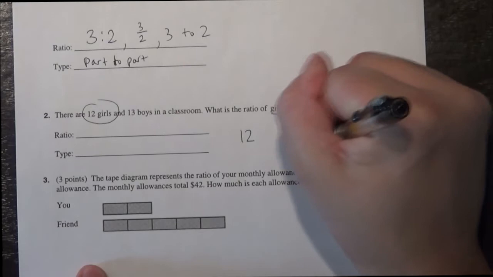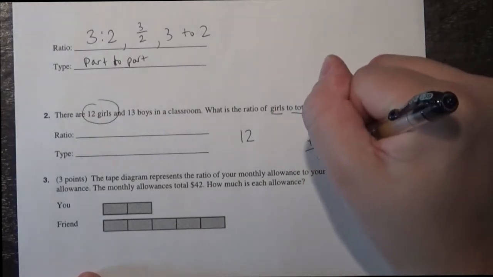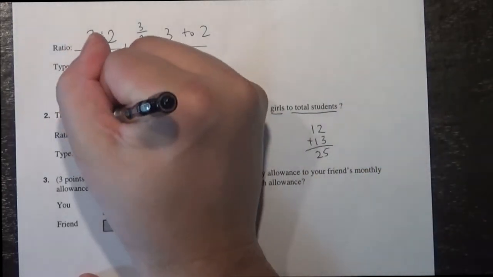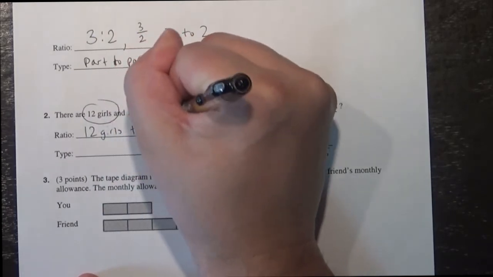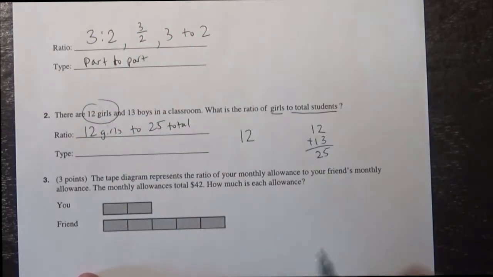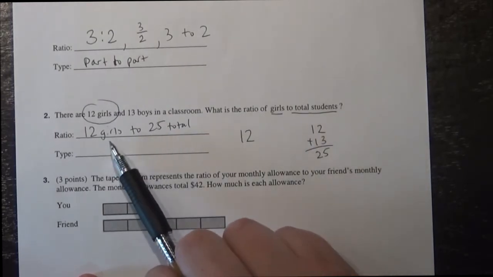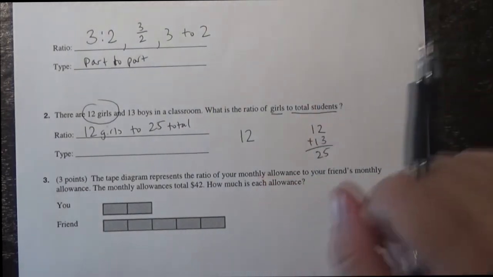So I'm sure you could probably do this in your head, but just for fun, 2 plus 3 is 5, and 1 plus 1 is 2. That means there's 25 total. So I could write 12 girls to 25 total. And that would be my ratio. Again, I could write that as a fraction or with a colon. I added the labels here just to keep it straight in my head. Technically, you could write that without the labels and still be correct.